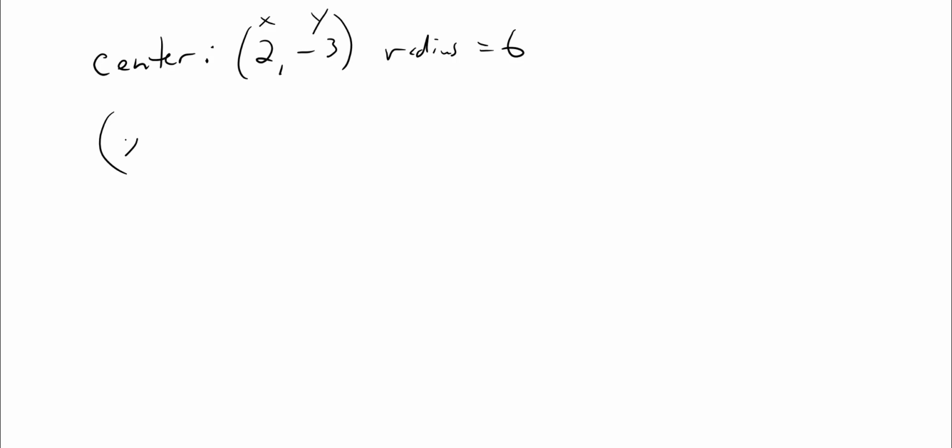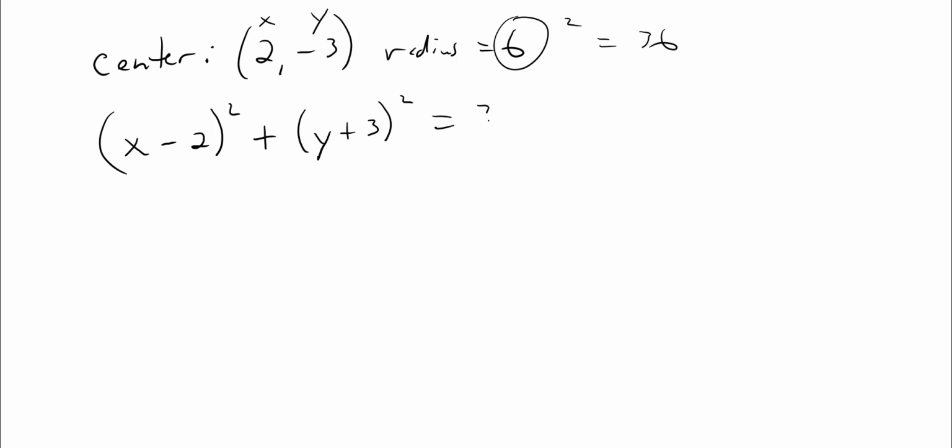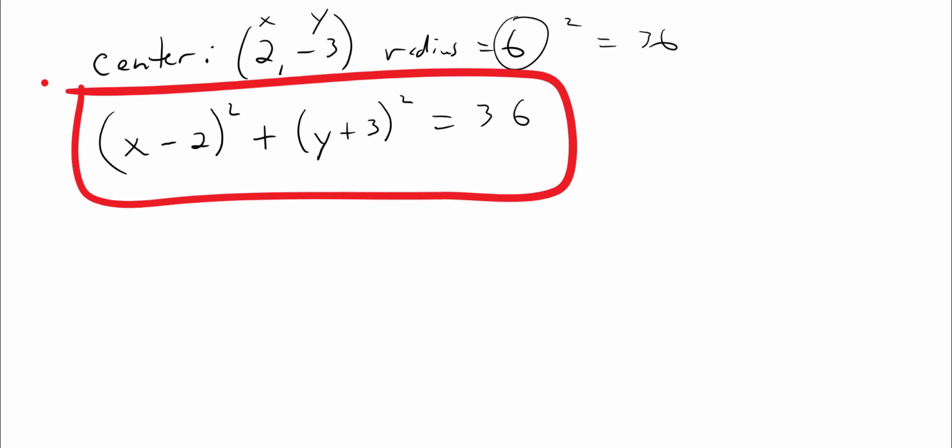So you're going to say x, and then you do the opposite of that number. (x minus 2) squared plus, and then the opposite of -3 is plus 3, so it's (y plus 3) squared. Okay? And then equals, take that 6 and you square it. It gives you 36. And that, math fans, is actually your answer. You're like, what? That's it? Yeah, it's actually pretty easy. If I give you the center and the radius, that's all you do.